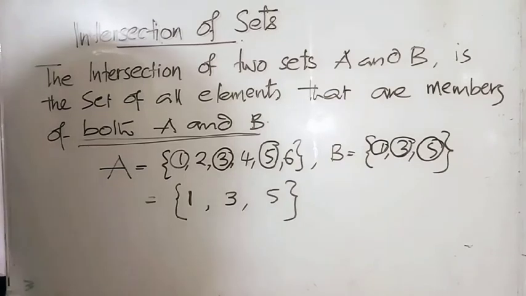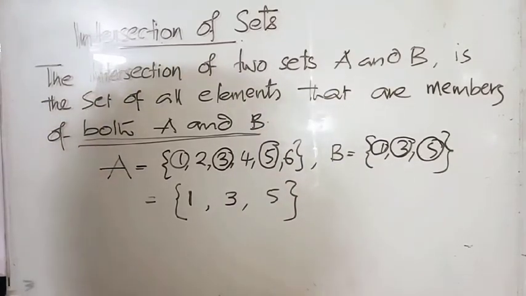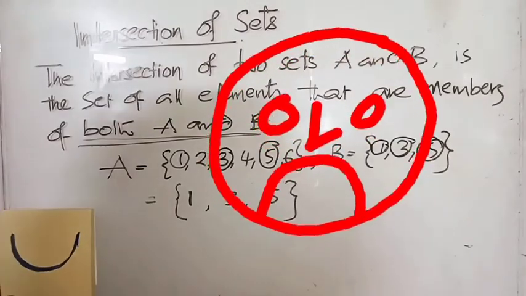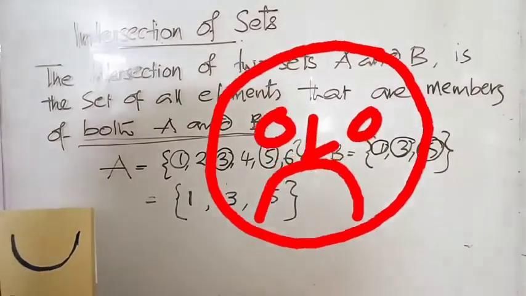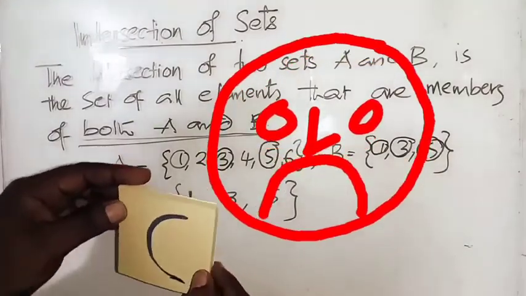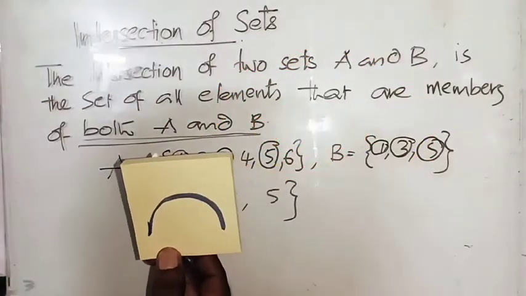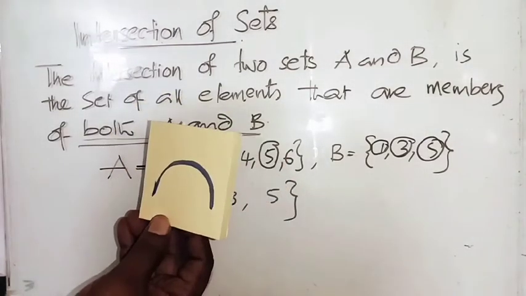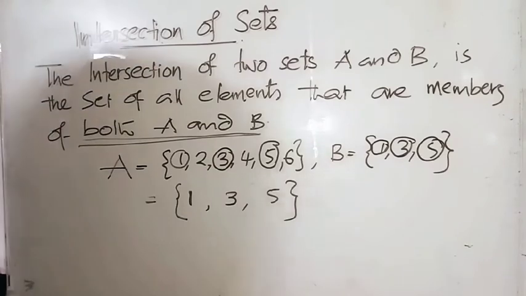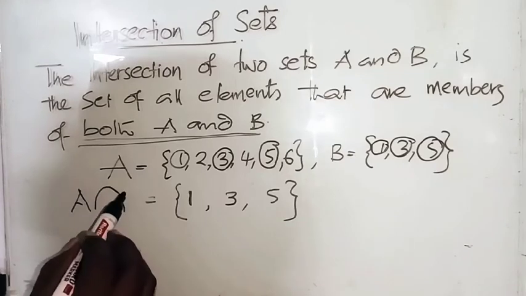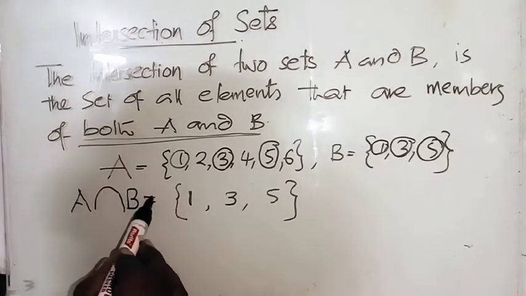A intersection B. Don't think the intersection sign is I, because for union we used U. It doesn't mean that intersection starts with I, so that is not the sign. This is the sign of union now, so intersection is just the reverse of union. There we get intersection. So we can write this as A intersection B.